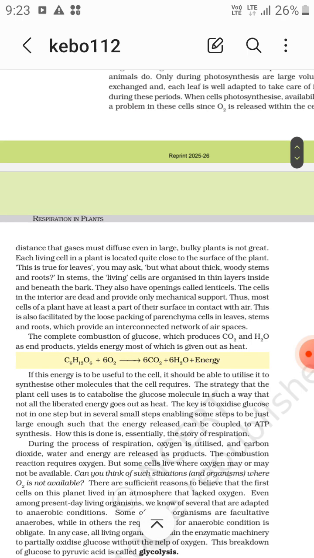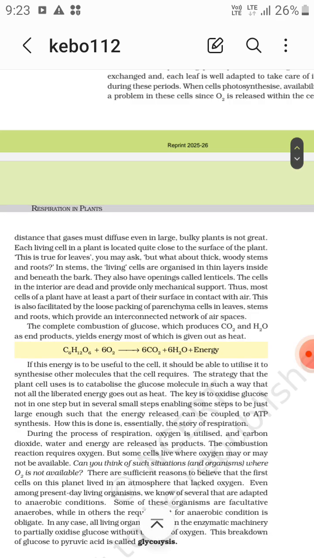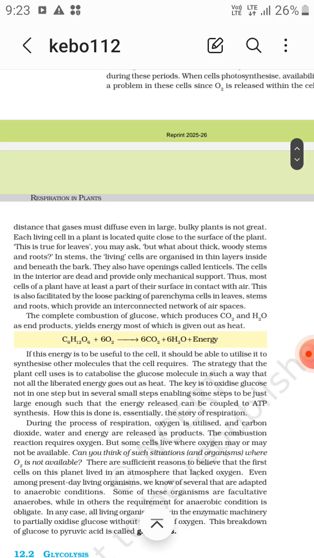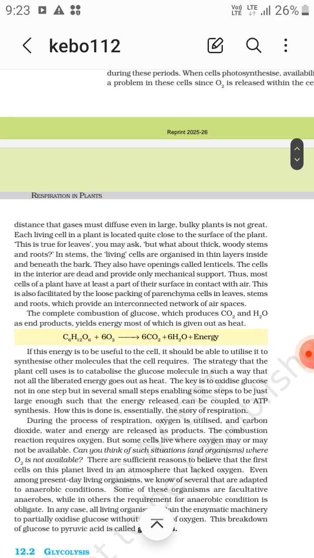In stems, the living cells are organized in thin layers inside and beneath the bark. They also have openings called lenticels. The cells in the interior are dead and provide only mechanical support. Thus, most cells of a plant have at least a part of their surface in contact with air. This is also facilitated by the loose packing of parenchyma cells in leaves.